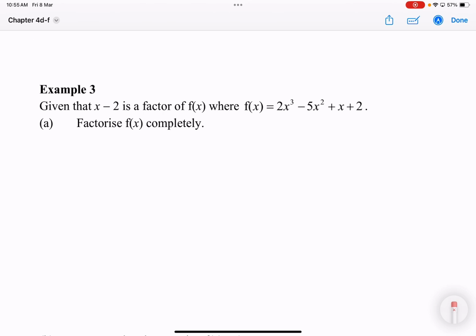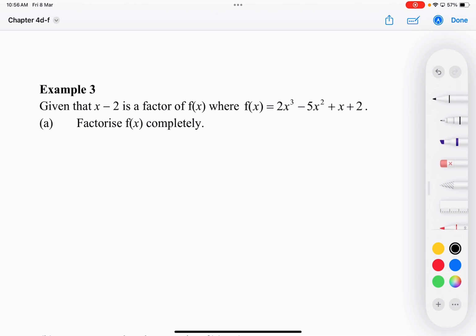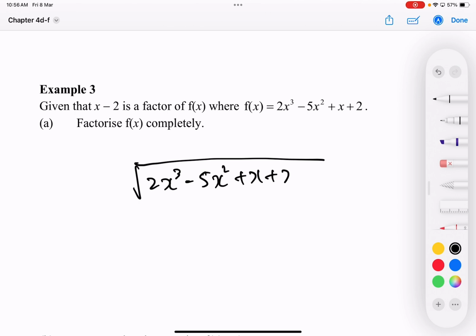Now, example number 3. Given that x minus 2 is a factor of f(x), factorize f(x) completely. This one, they never specify any method. They already tell us that x minus 2 is a factor, so you can just use long division. They never specify a method that you must use, so just use long division. Practice, practice. 2x cubed minus 5x squared plus x plus 2.